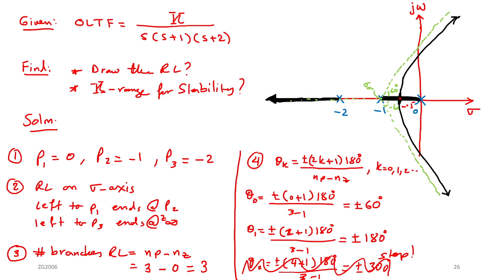What's left? Okay, we're done. This is the root locus of your system. Okay. So we did number 1. We did it. We drew the root locus. Okay. Next, we want to specify the K range for stability.